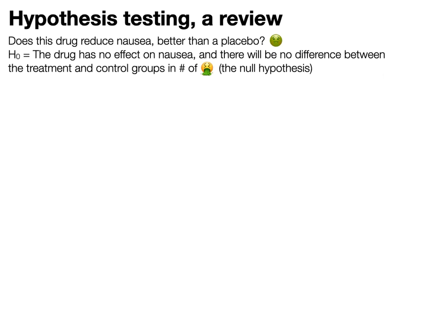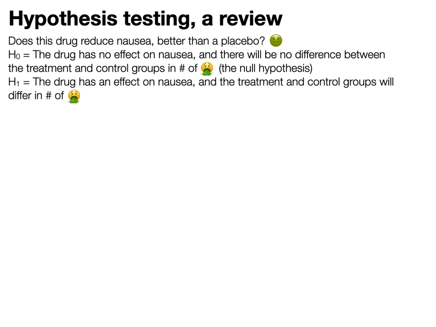Okay, so our null hypothesis is that the drug has no effect on nausea and that there'll be no difference between the treatment group that we give the drug to and the control group that we give the placebo to in terms of the number of vomiting events. Let's say that's how we're measuring nausea. Our main hypothesis is that the drug has an effect on nausea and that the treatment and control groups will differ in terms of the number of vomiting events.